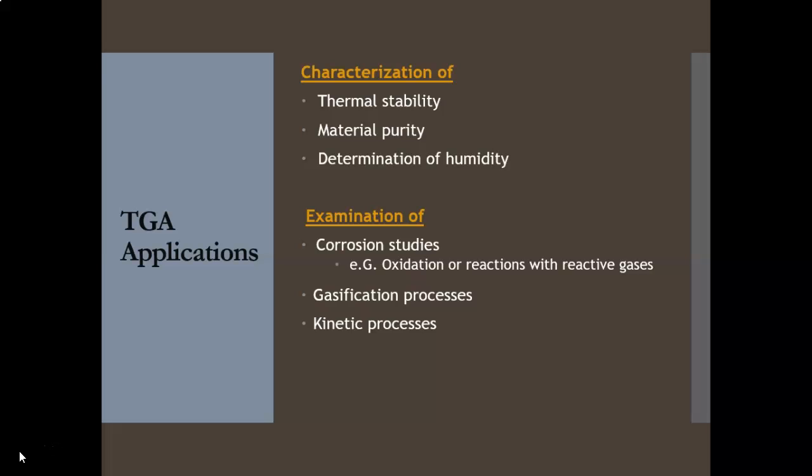TGA can also be used to examine corrosion studies, which involve oxidation or reaction with reactive gases. We can also examine the gasification process, which converts organic or fossil fuel based carbonaceous material into carbon monoxide, hydrogen, and carbon dioxide. This is achieved by reacting the material at high temperature, especially more than 700 degrees C, without combustion, with a controlled amount of oxygen or steam. We can also measure the kinetic process of the material.